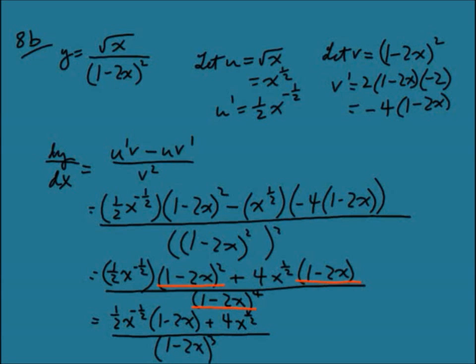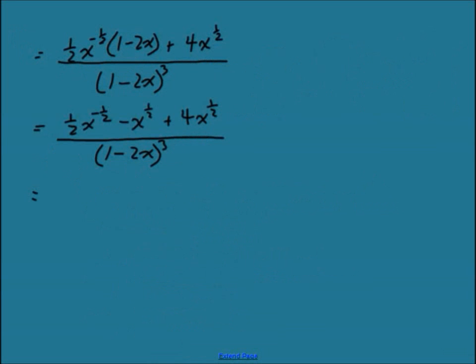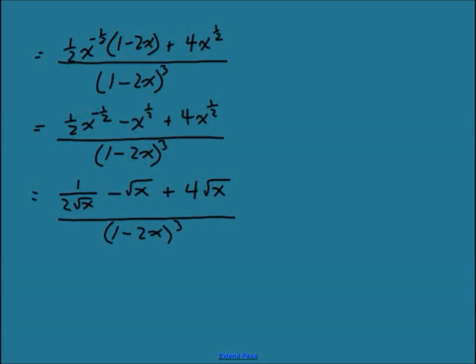Okay, we can actually take this further. Wow. Okay, I'm going to change these to roots. So this will be 1 over 2 root x, that first term. This will be subtract root x. This will be plus 4 root x, all over this. So we can combine like terms up here. Plus 3 root x.